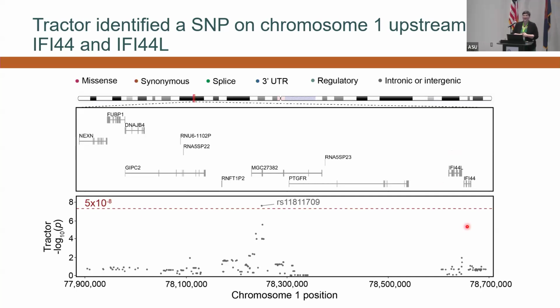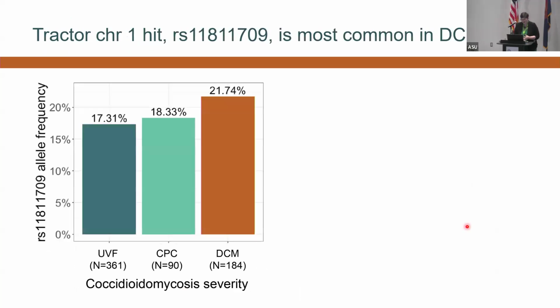So that's very interesting to me. When you look at just the allele frequencies between the 3 groups, UVS, CPC, and DCM, you can see a difference. You can see the increase in DCM, but it's not significant. If I do a statistical test, this is not a significant difference. And that's because Tractor, which is the method that found this association, corrects for both global and local ancestry.